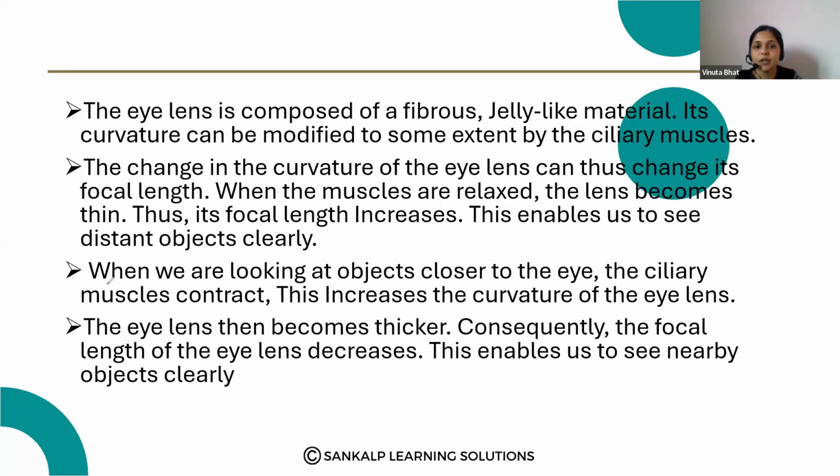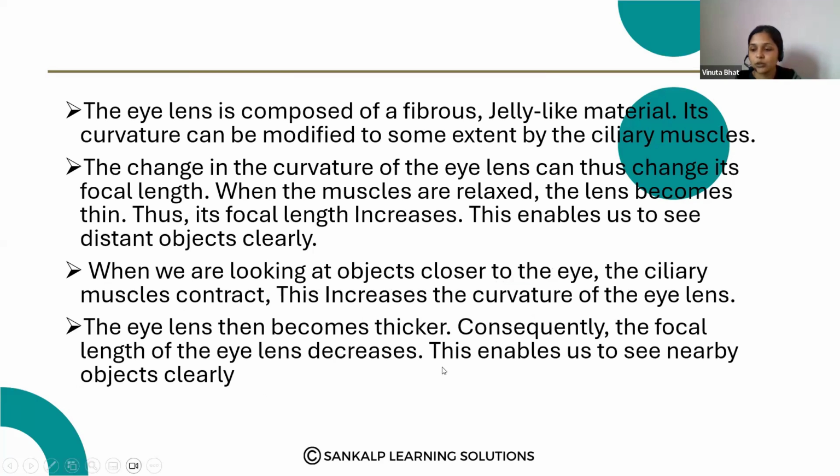Then, when we are looking at objects closer to the eye, the ciliary muscles contract. This increases the curvature of the eye lens. The eye lens then becomes thicker, and consequently the focal length of the eye lens decreases. When the focal length decreases, it enables us to see the nearby objects clearly. So this is how the eye accommodates to see the distant objects and the nearer objects.